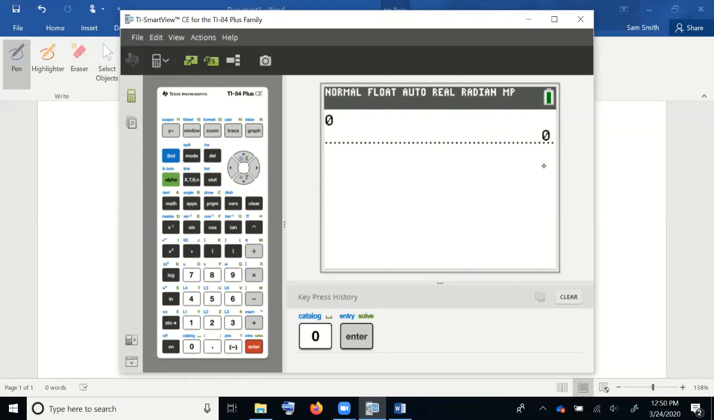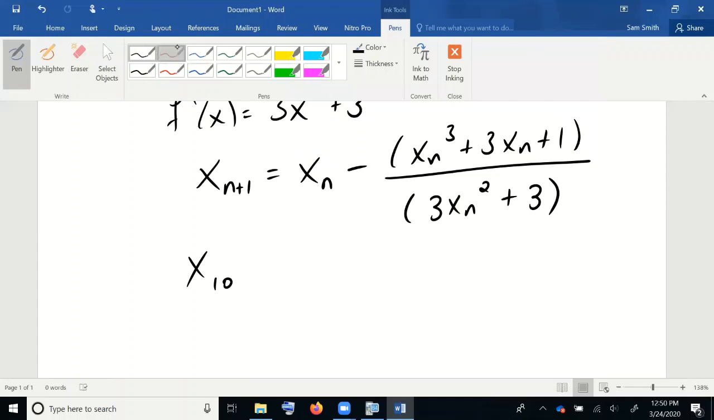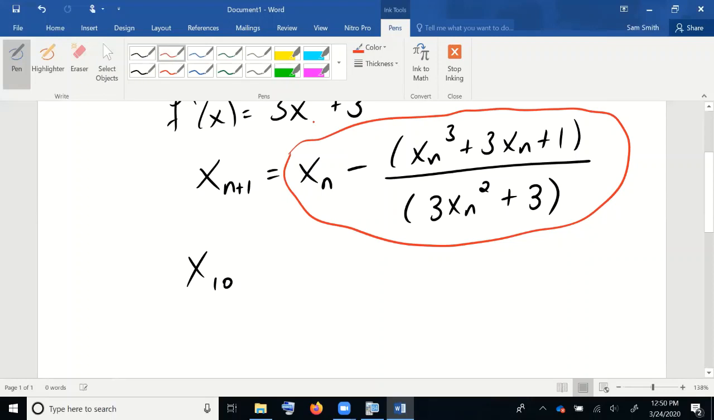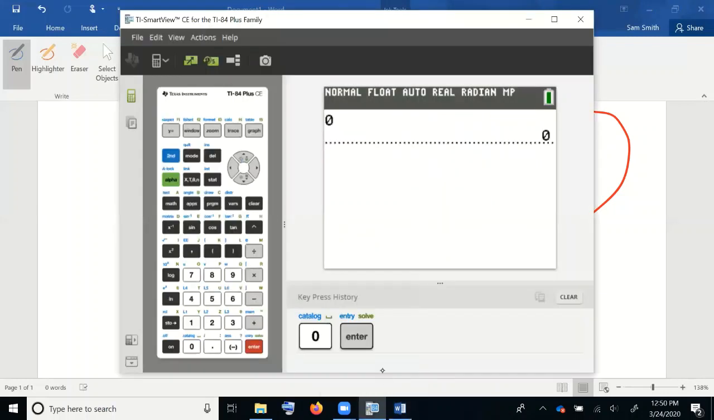What I'm going to do now is type into the calculator this expression here: xn minus f of xn divided by f prime of xn. Except anytime I see an xn, I'm going to replace that with what the calculator calls answer, ANS for short. And that button can be found in blue directly above the negate button here at the bottom. So I'm going to do second answer.